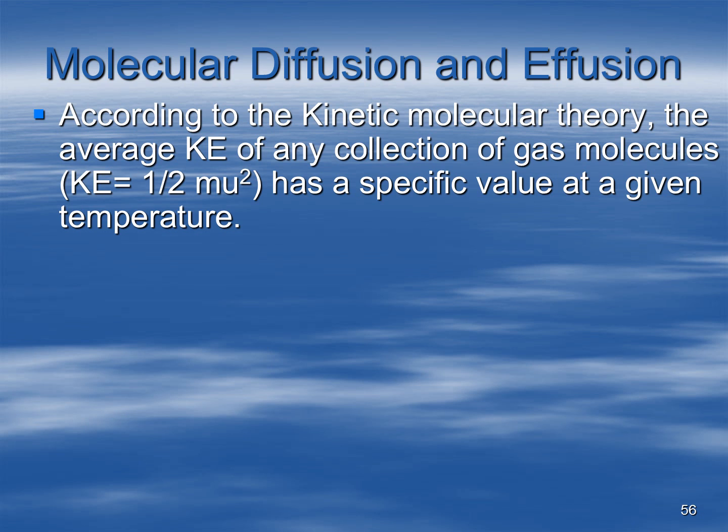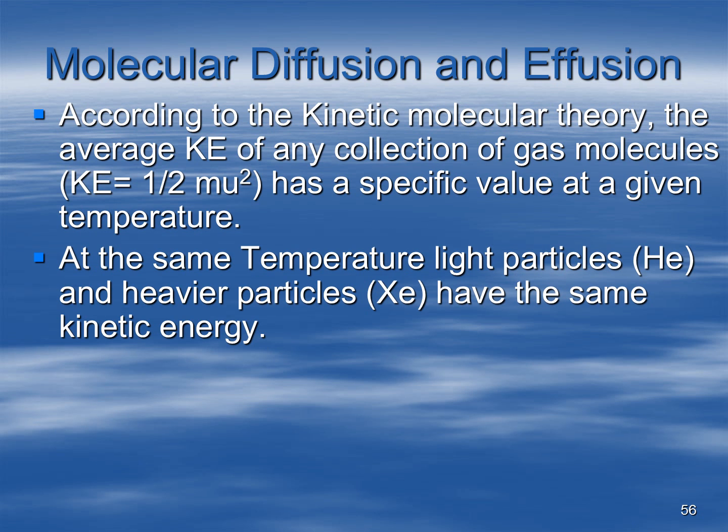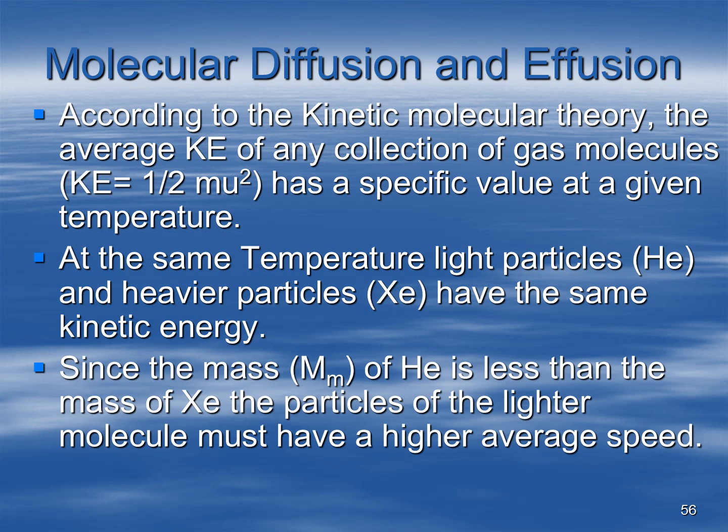According to the kinetic molecular theory, the average kinetic energy is equal to 1/2 mu squared, if we're using the average speed at a specific given temperature. So what I just said a minute ago: at the same temperature, the lighter particles will have the same kinetic energy as the larger particles. However, the smaller molecules, for example helium, will move faster. It will have a higher average speed than that of the bigger molecule.